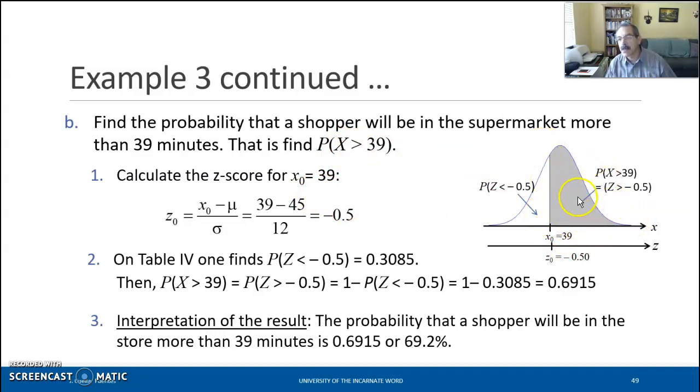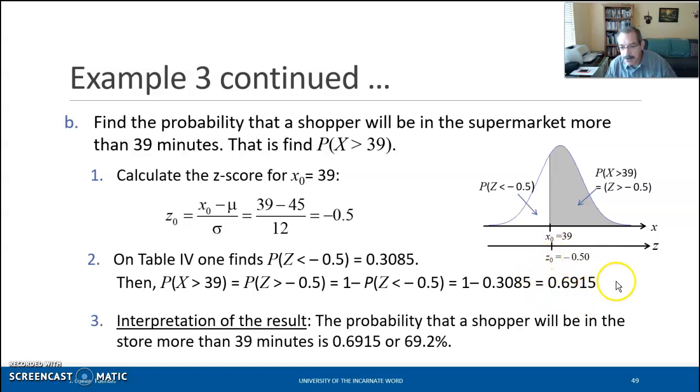That means we're looking for the probability on the right of the value. If you remember from the previous section, we find from Table 4 the complement of the event that we want, the probability that a shopper spends more than 39 minutes. With this z value, you go into the first sheet of Table 4 and find that the probability that the random variable z is less than 0.5 is 0.3085. So the probability that a shopper will be more than 39 minutes in the store is 1 minus the probability that z is less than 0.5. We're using the complement here, and then you find that it is 0.6915.